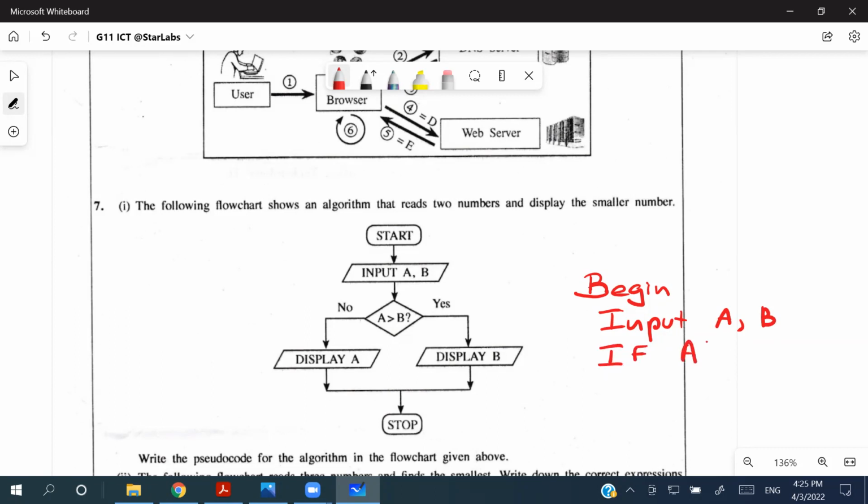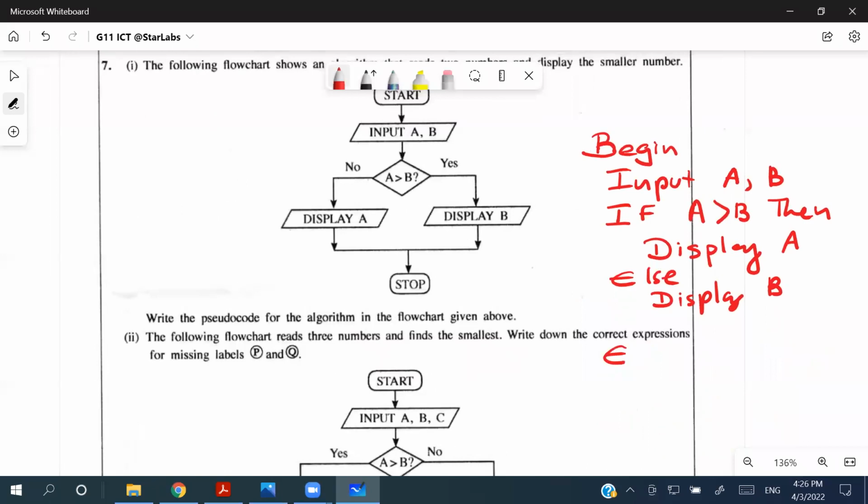This is a selection, so you can use the if condition. If A larger than B, then display A, else display B. Then you can go with end if, and then you can go with end. Simple as that.